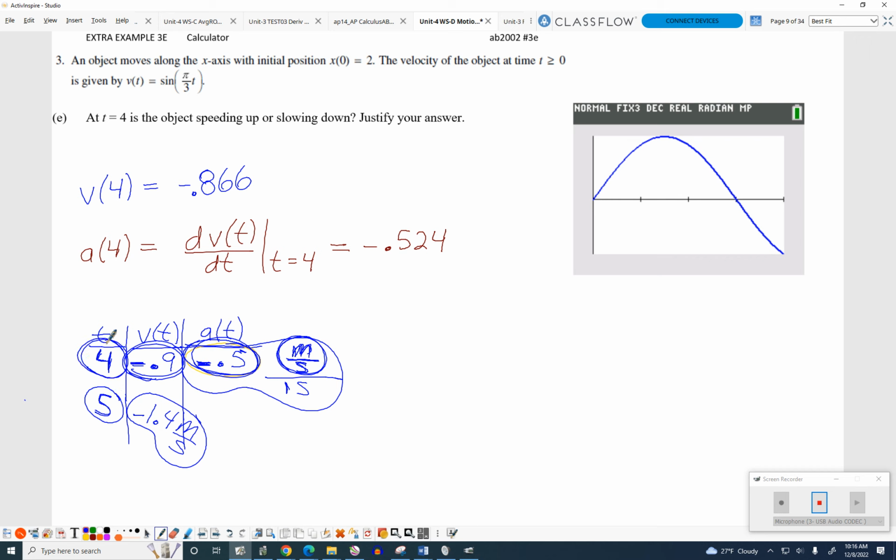So 2 points. So just say it out loud. Is the particle speeding up or slowing down? Say it. Speeding up. It's going to the left. It's going faster and faster to the left.